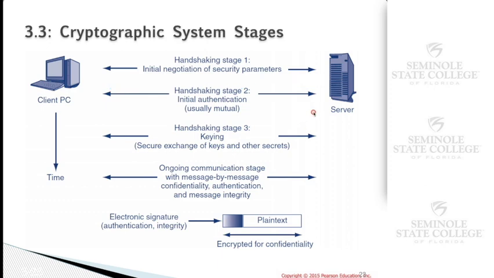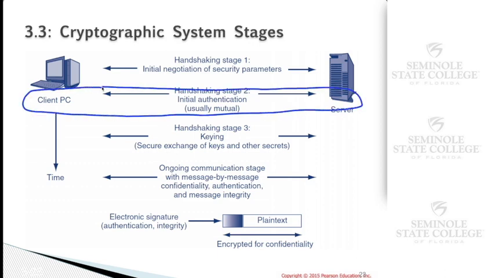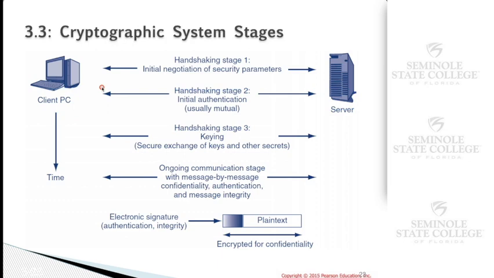Then they do an initial authentication. In other words, the client PC is making sure that the server it's talking to is actually the server it intends to talk to. It's really google.com and nobody else pretending to be google.com. And the same thing sometimes for the server: the bank is trying to find out whether the client is actually the client they should be talking to.